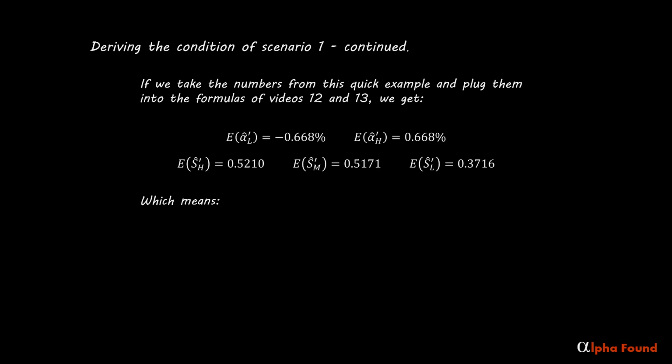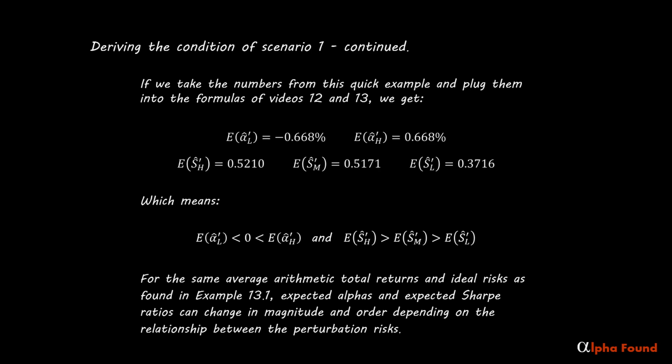which means the expected alpha of the low CAPM beta portfolio is less than 0, which is less than the expected alpha of the high CAPM beta portfolio. And the expected Sharpe ratio of the high CAPM beta portfolio is greater than the expected Sharpe ratio of the market, which is greater than the expected Sharpe ratio of the low CAPM beta portfolio. For the same average arithmetic total returns and ideal risks as found in example 13.1, expected alphas and expected Sharpe ratios can change in magnitude and order depending on the relationship between the perturbation risks.